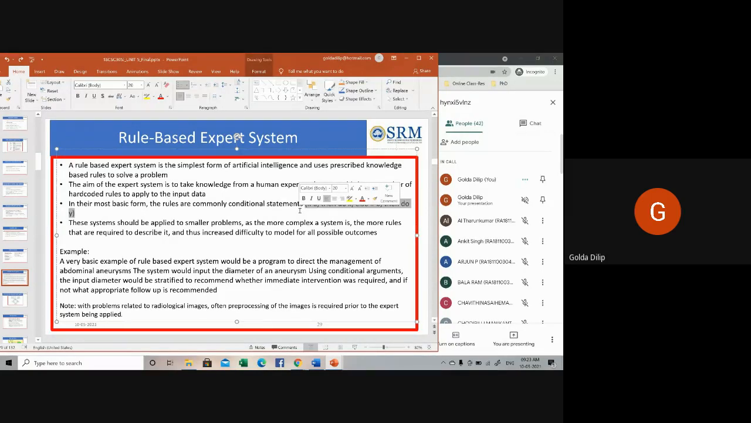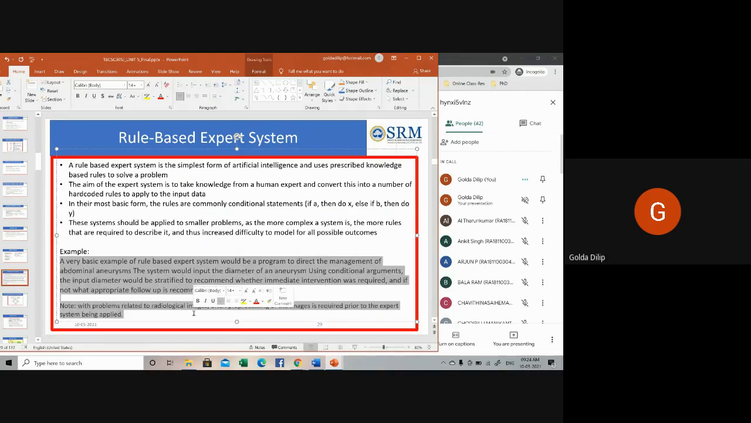These rule-based expert systems should be applied to smaller problems, because the more complex the system is, the more and more rules are used to describe it. That will increase the difficulty of the model for all possible outcomes. Here another example is being given. You can just go through it.